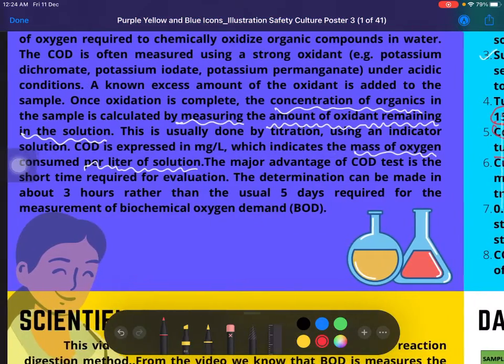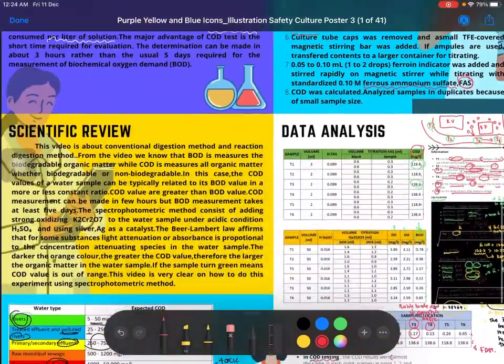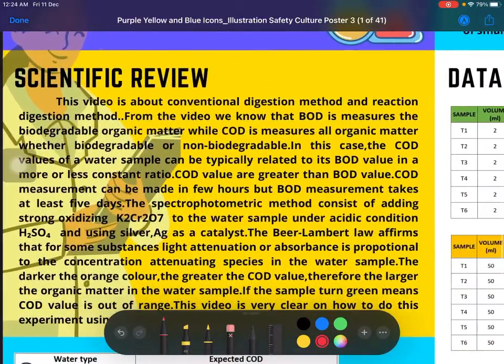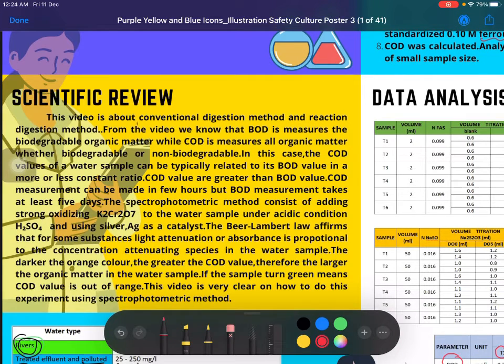Next, the scientific review. This review is based on two videos, about the conventional digestion method and the reaction digestion method. From the videos, we know that BOD measures the biodegradable organic matter, while COD measures all organic matter, whether biodegradable or non-biodegradable. In this case, the COD values of a water sample can typically be related to its BOD value in a more or less constant ratio. COD values are greater than BOD values. COD measurement can be made in a few hours, but BOD measurement takes at least 5 days.